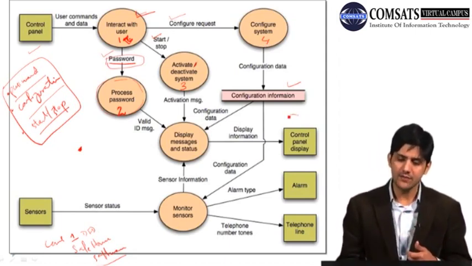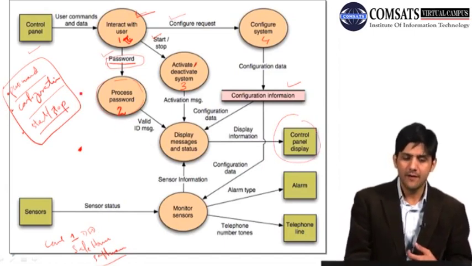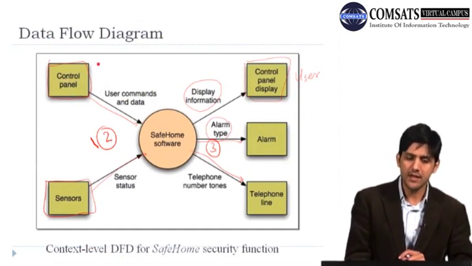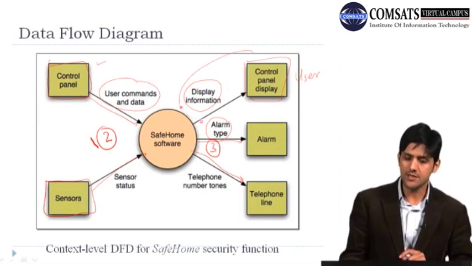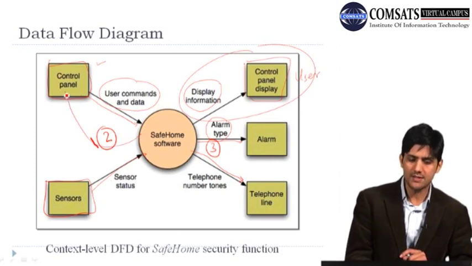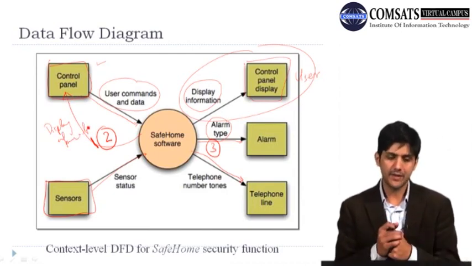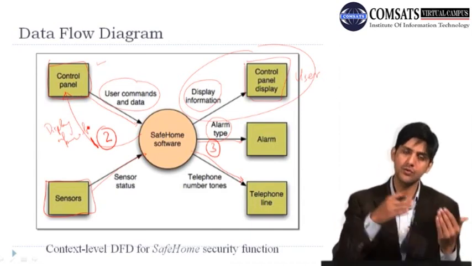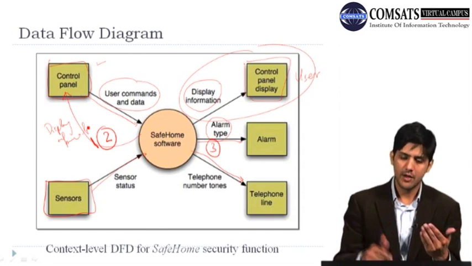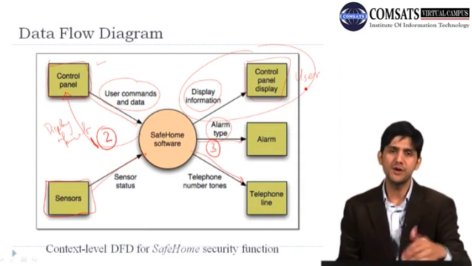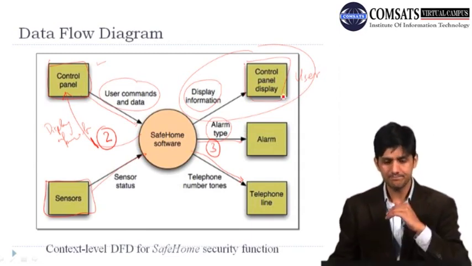Now another way that this DFD could have been drawn is that, going back to our level 1, we could have said that control panel is an entity and there is an input coming from it, and instead of drawing this particular bit, we could have said that there is an output going to this external entity, the display information. This would have meant that control panel has a display as well. But we explicitly treated control panel display as another external entity, though we could have merged them together. So this would have been another way of drawing it.